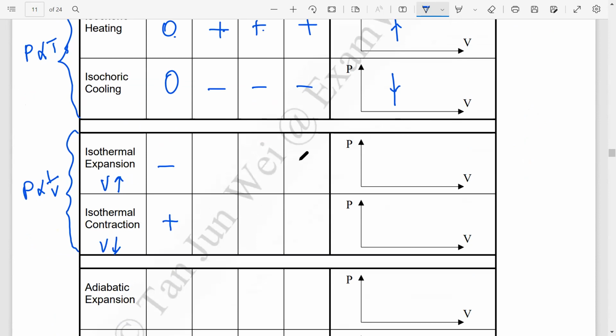Isothermal means no change in temperature. So here no change in internal energy as well. So because of this plus this equals to this, to get a zero, it must have a plus here and a minus here. Okay, and in terms of drawing, it's just a 1 over x curve. Expansion, contraction.